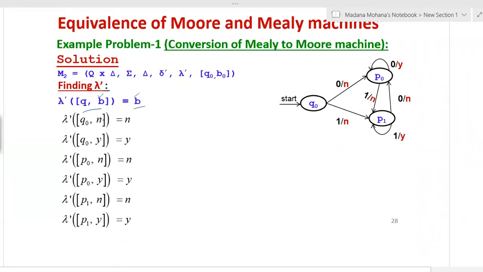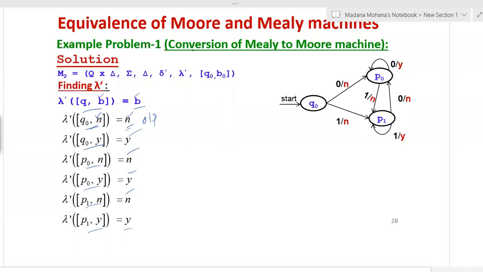Now you can see the first state; all 6 states you can find the output of. So lambda dash of (q0, n), here b equals n, so the same value you can write down. Now this is the output of the state (q0, n). Then lambda dash of (q0, y) equals y. So the output of (q0, y) is y. Then the next state (p0, n), its output is n. Then the next state (p0, y), its output is y. Then the next state (p1, n), output is n. Then the next state (p1, y), output is y.